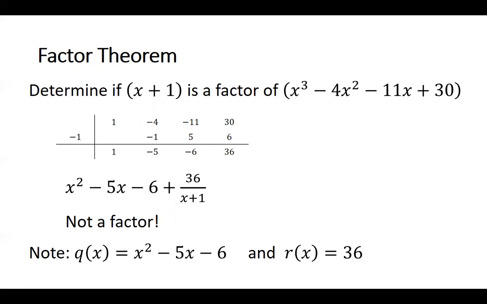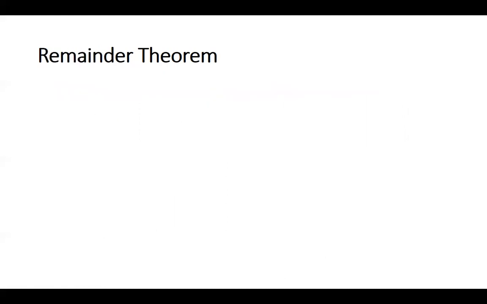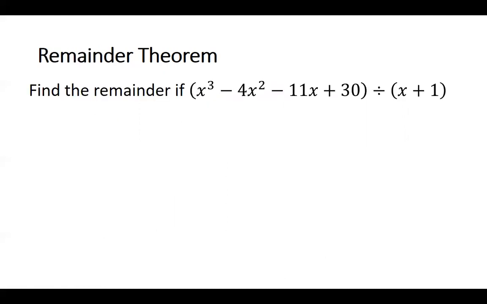And I want to point out that we already looked at this, and q of x is equal to x squared minus 5x minus 6, and r of x is equal to 36. So we see that it has a quotient of x squared minus 5x minus 6 and a remainder function of 36. Well, let's look at the remainder theorem.